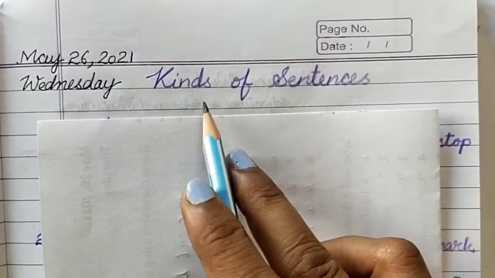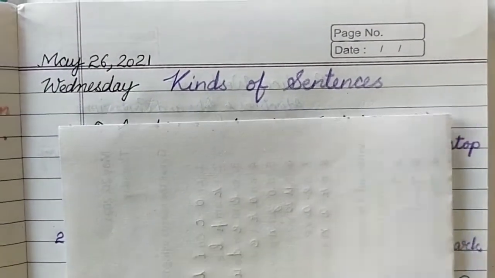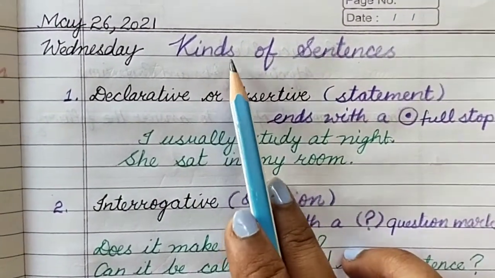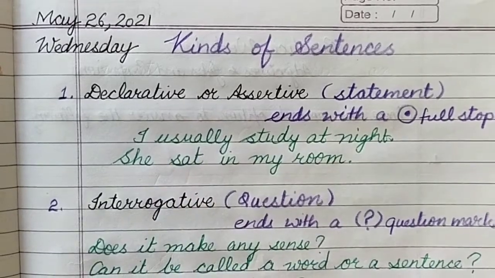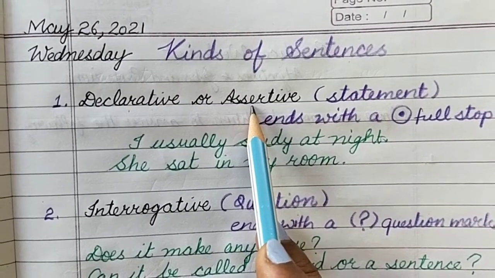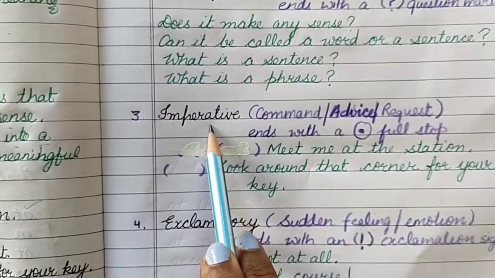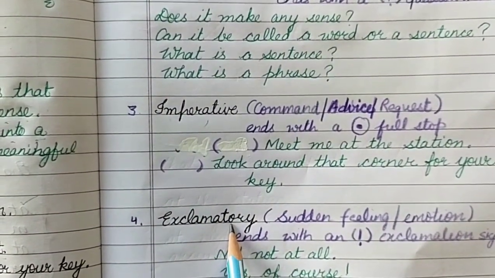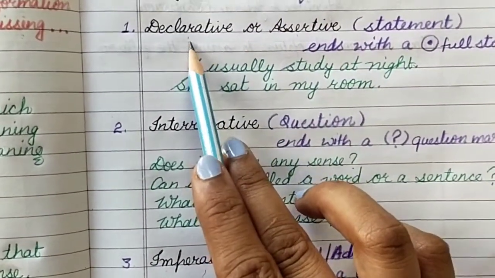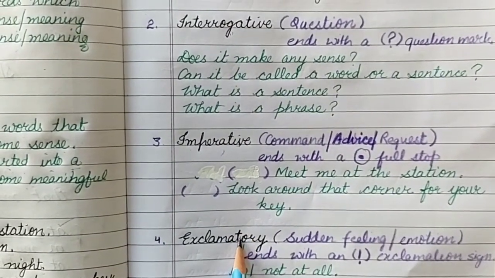Today we'll see the kinds of sentences, the different kinds. There are in total 4 kinds of sentences. When we say the kind, normally we divide into the 4 ways. What are those? Declarative. The other name could be assertive, right? Second, interrogative. Third, imperative. And fourth, exclamatory. So what did I say? There are 4 kinds of sentences: declarative sentence, interrogative sentence, imperative sentence, and exclamatory sentences.